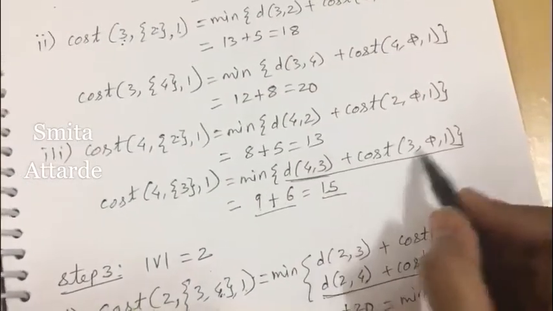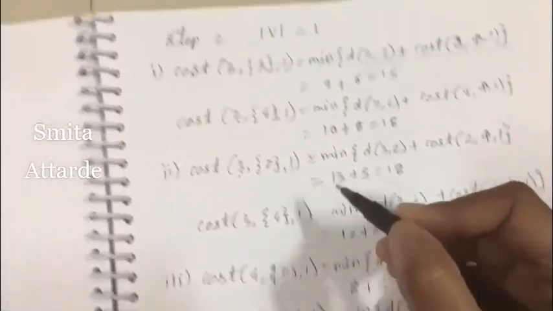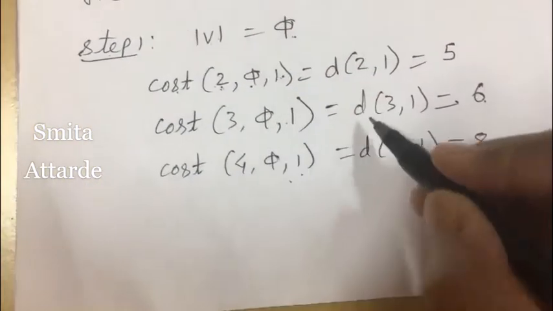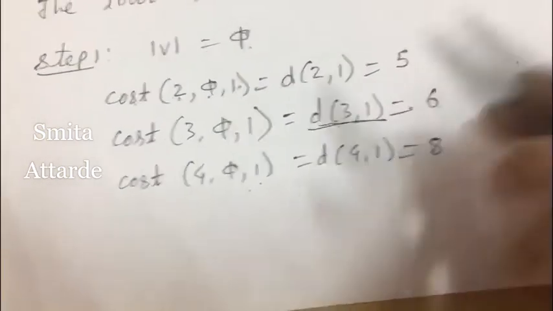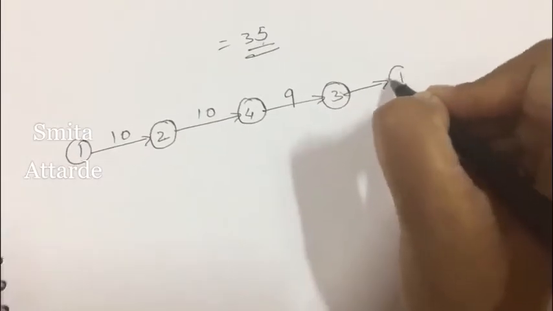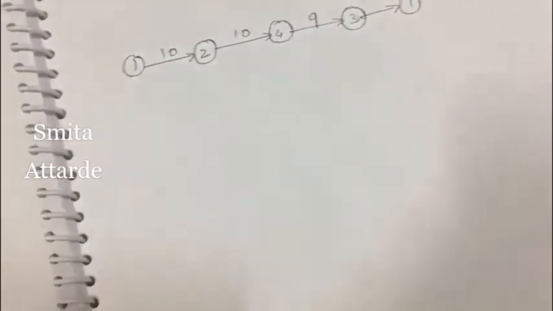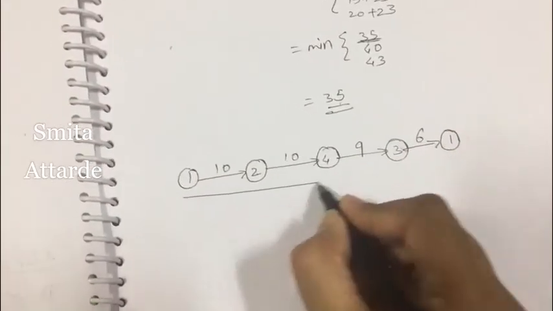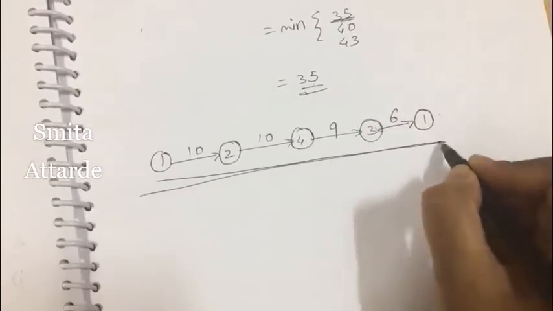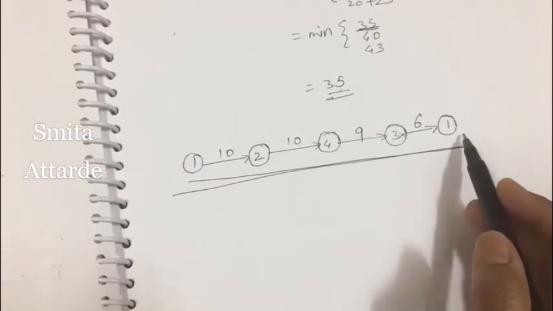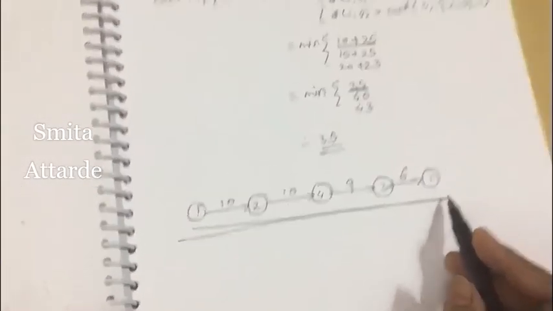Now what is this? Cost of 3 null 1. Go one step behind here, cost of 3 null 1, the distance is 3 1. That means after 3 I'll write here 1, 3 to 1, the distance is 6. Hence this is our shortest path with distance. If you add this, you will get 35. So this is our shortest path which the salesman has to traverse.